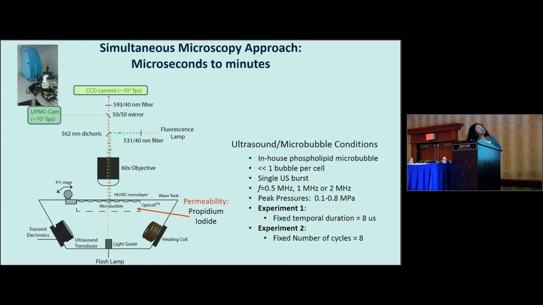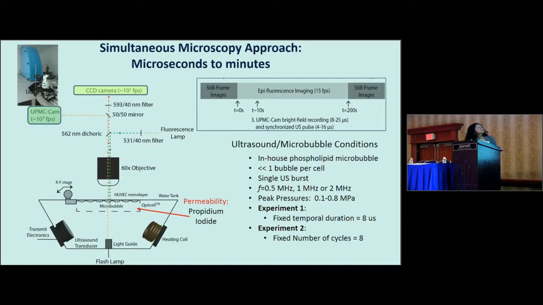And the way we did this was to couple two camera systems. So we have our so-called UPMC cam. This is an ultra-high-speed imaging system that enables us to image at up to 25 million frames per second, which is the frame rate that we need to resolve the temporal sphere of microbubble oscillations, because we're sonifying the microbubbles at megahertz. So we have to be able to image at megahertz frame rates to see the oscillations.